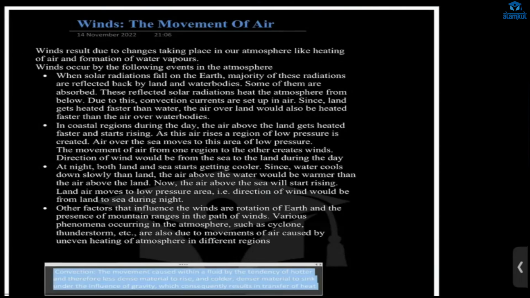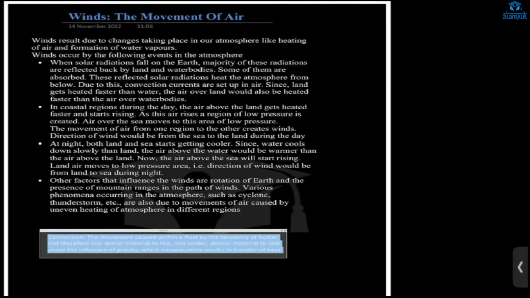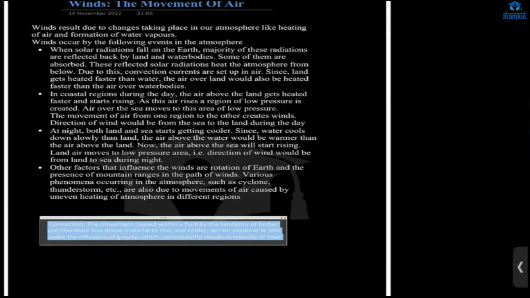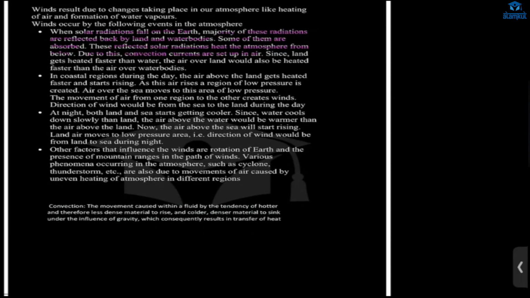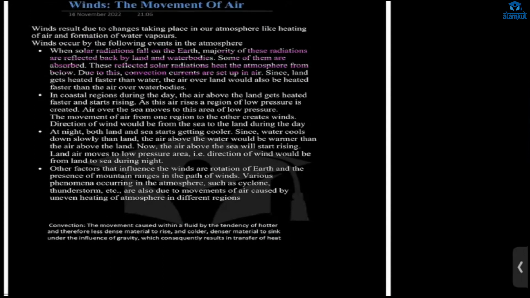Next, wind. Wind is the movement of air. Now, how does wind occur? When solar radiation falls on the earth, the majority of the radiation is reflected back by land and water bodies. Some of it is absorbed. This reflected solar radiation heats the atmosphere from below. Due to this, convection currents are set up in the air. What is convection? It is the movement of fluid in which the hotter substance rises up and the colder sinks.